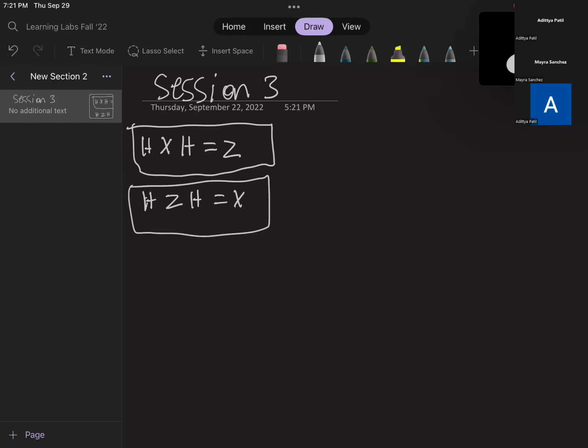Do you want to move on to multi-qubit then? Yeah. You know this gate does 180 degrees on the z-axis? Yeah. Okay.